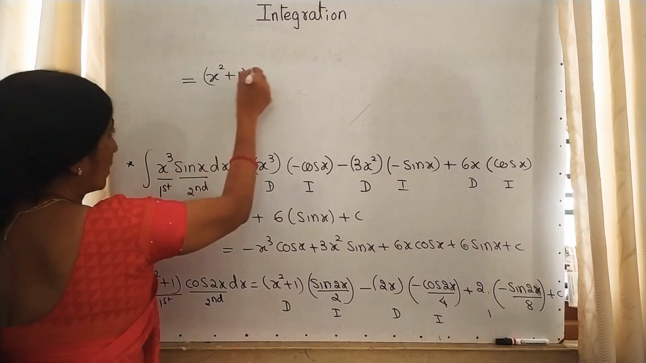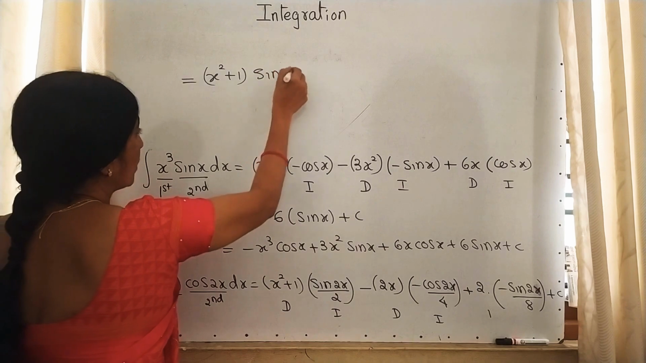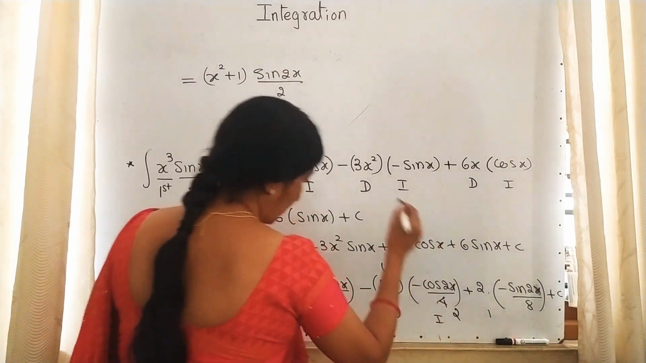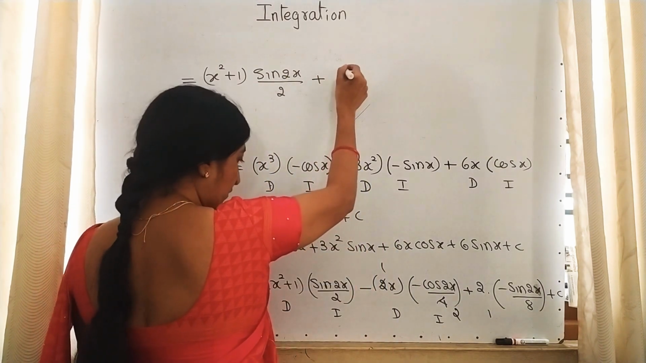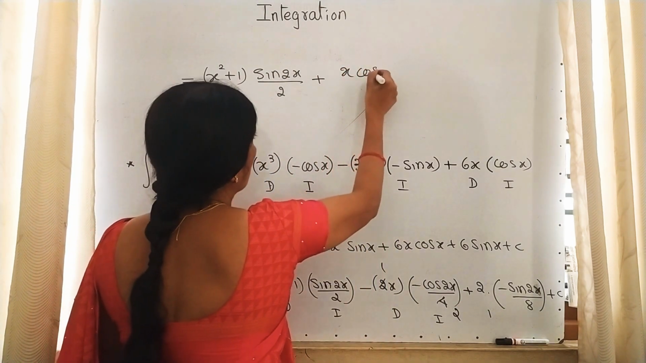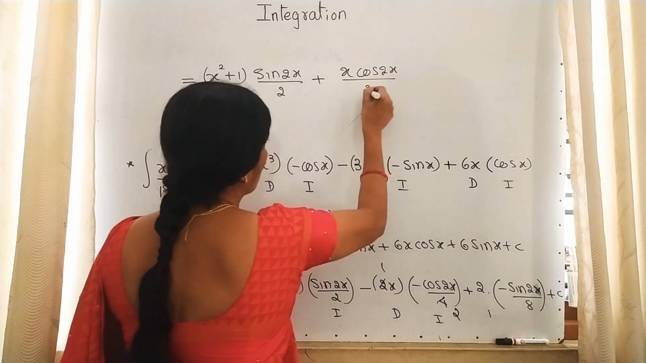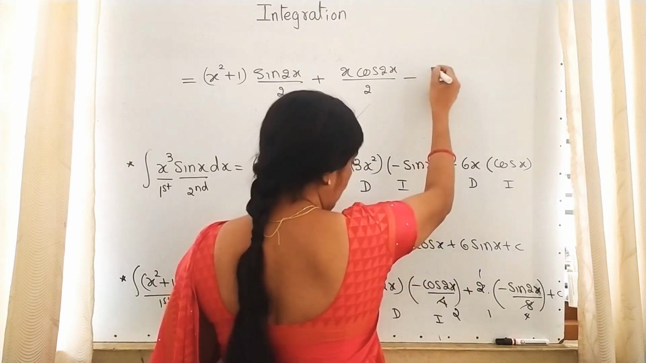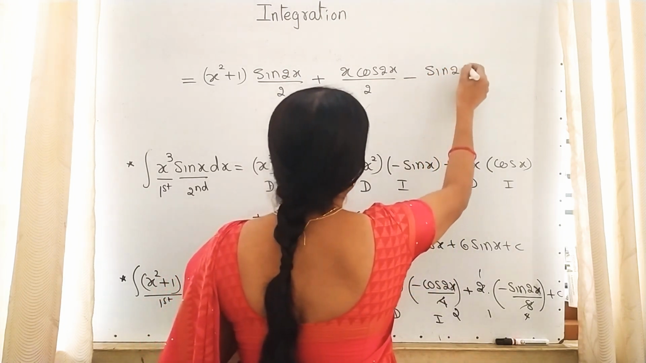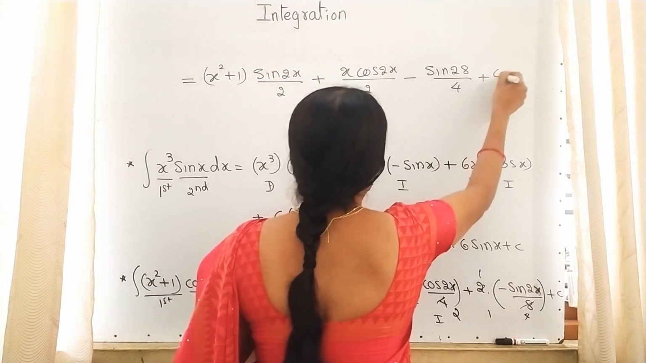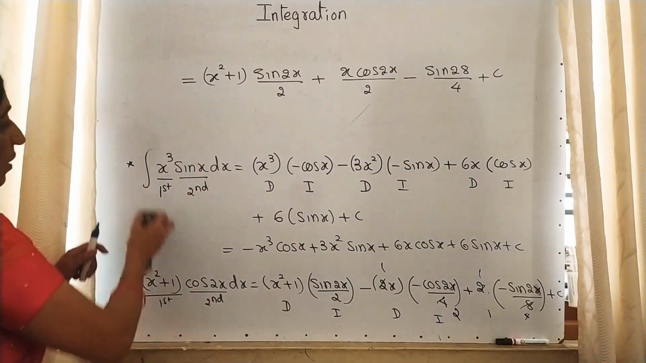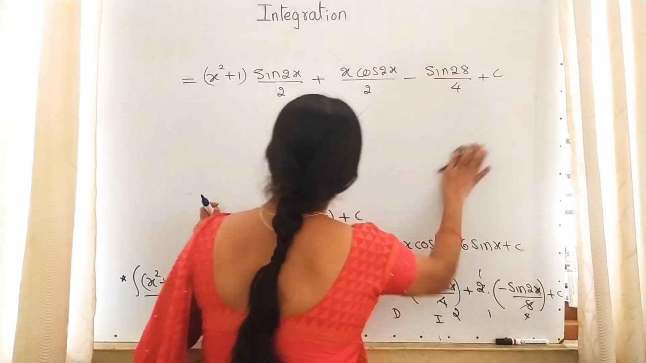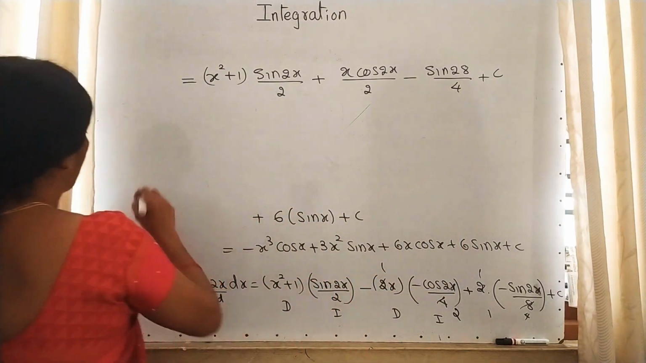x square plus 1 into sin 2x divided by 2. Here these two and these two get cancelled. This is minus into minus, plus x into cos 2x divided by 2, plus into minus sin 2x divided by 4 plus c. See, is the sum simple or what? I am giving you one more example, then I will stop. See, this is a simple trick we can apply in the CET within a line.